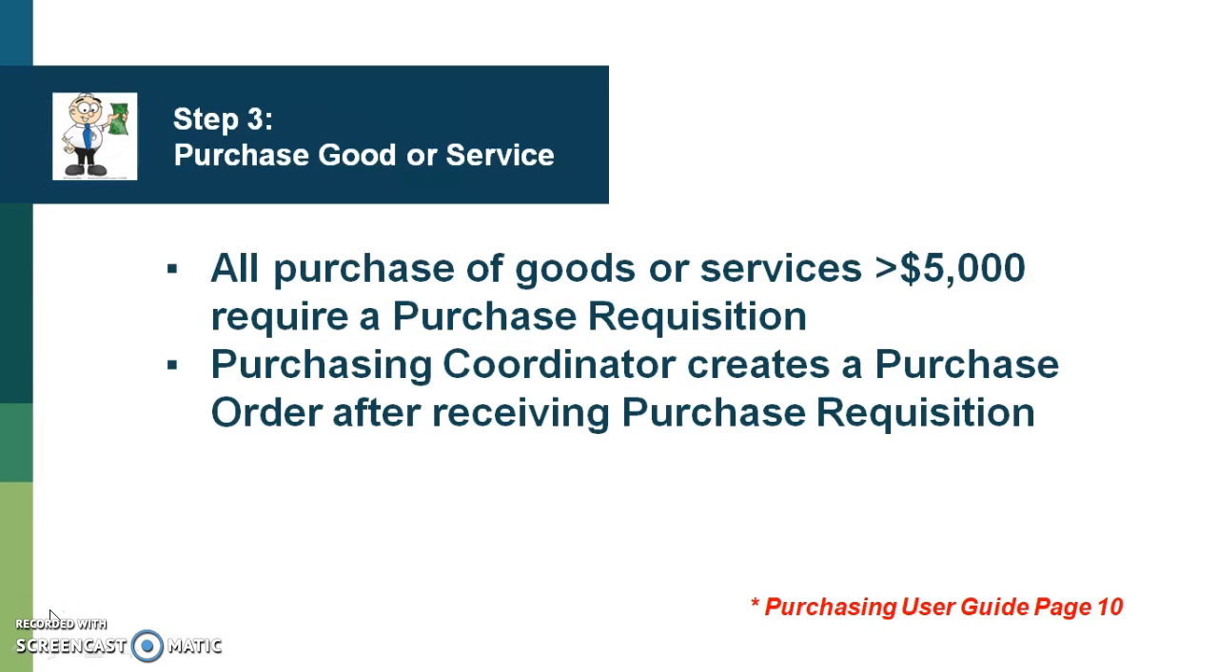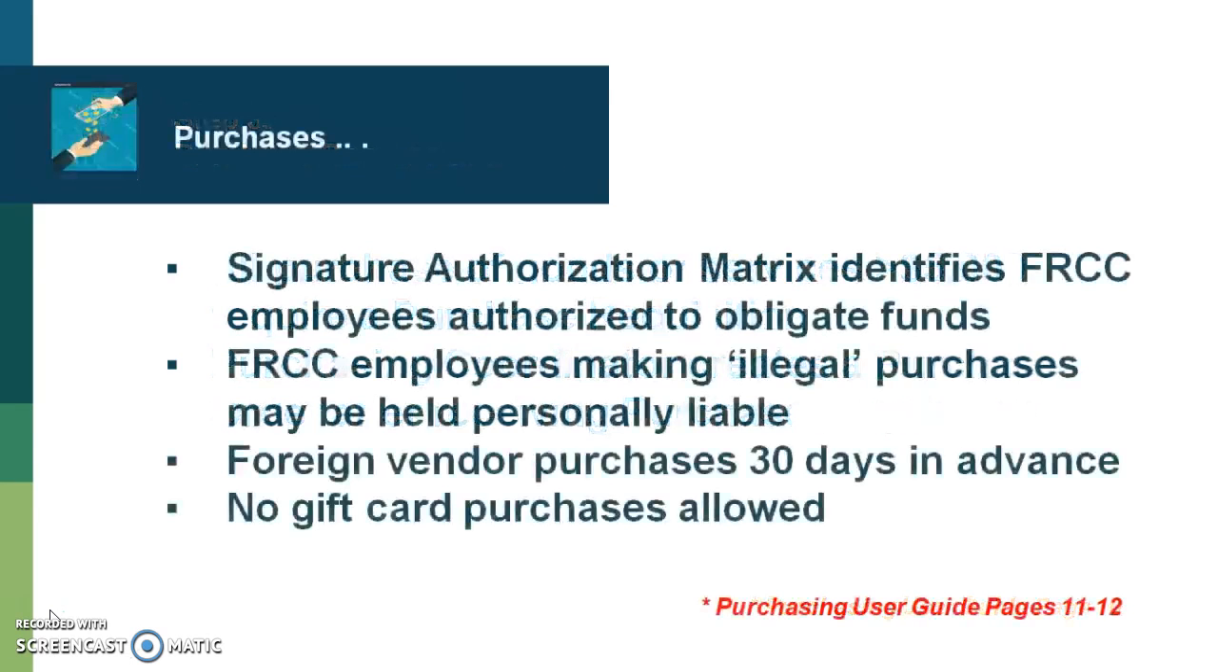Any purchase of goods or services over $5,000 do in fact require that a purchase requisition be requested from Bryant, who in turn will cut what we call a purchase order. And a purchase order is simply a document that goes to the vendor that says, this is completely what we're buying, these are the terms and conditions of Front Range, quantity, nomenclature, things of that nature.